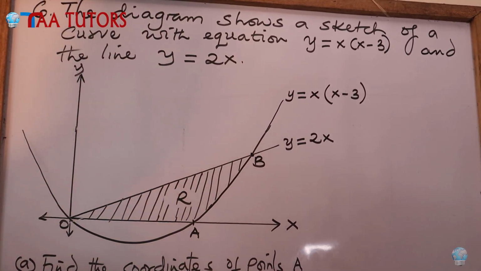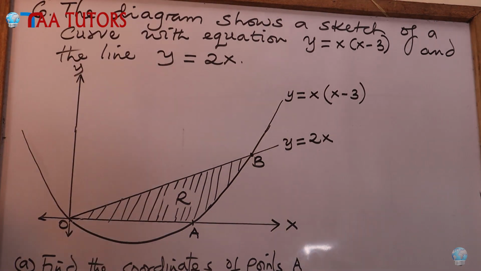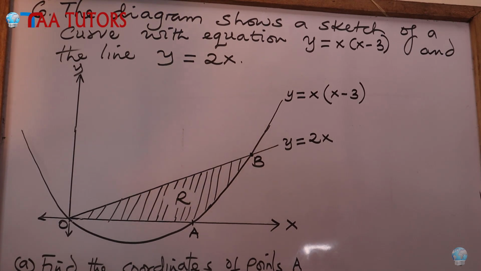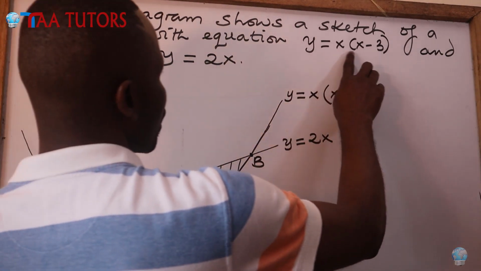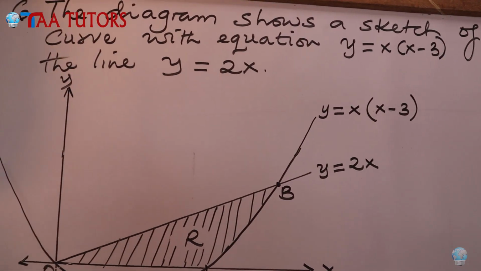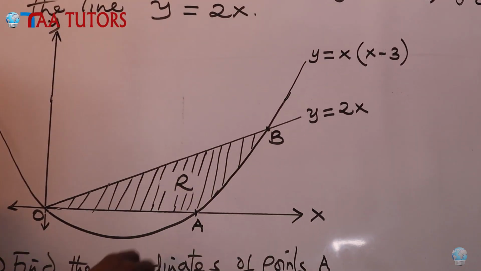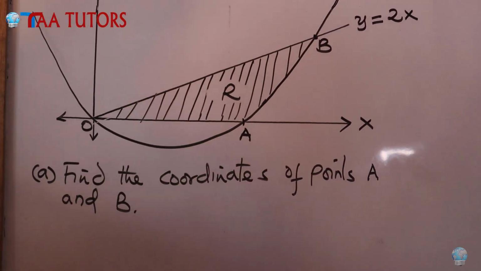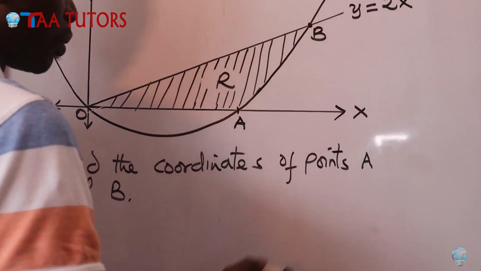Okay, viewers, let's move to question 6, which says the diagram shows a sketch of a curve with the equation y equals x into x minus 3. You can see it here. And the line y equals 2x, and that is the line that we have here. We are asked to find the coordinates of points A and B.